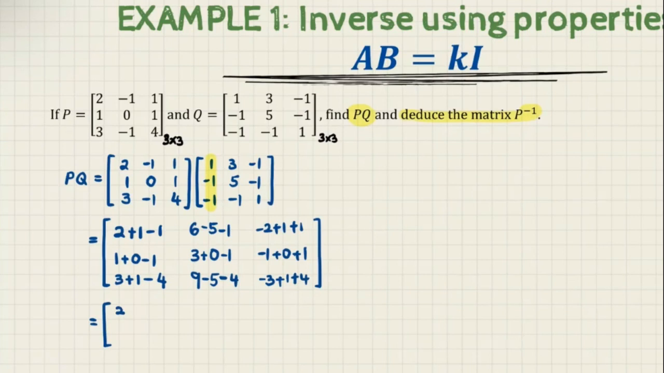6 tolak 5 tolak 1, kosong. Negatif 2 tambah 2, kosong. 1 tolak 1, kosong. 3 tolak 1, 2. Negatif 1 tambah 1, kosong. 4 tolak 4 kosong, 9 tolak 5 tolak 4 kosong, negatif 3 tambah 1 negatif 2 tambah 4 dapat 2.